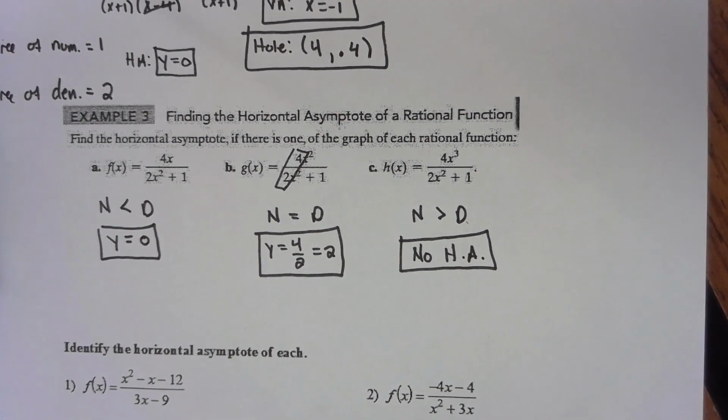All right, any questions with how I'm identifying these horizontal asymptotes or any of these rules here? All right, on your own or in your groups, identify the horizontal asymptotes for 1, 2, 3, and 4. It should take you like 2 minutes. And then that's it for today.